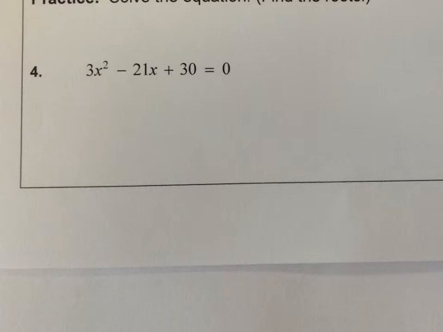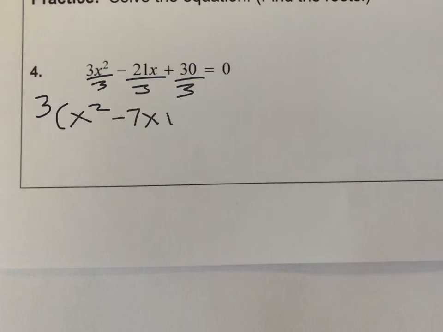Alright, now let's put it all together by factoring out our greatest common factor, factoring using our ABCs, and then solving by setting them equal to 0. So the first thing we need to do is check for a greatest common factor, and I see that I do have a greatest common factor, which in this case is 3. So I'll put 3 out front, and I'll divide everything by 3. So I get x squared minus 7x plus 10.